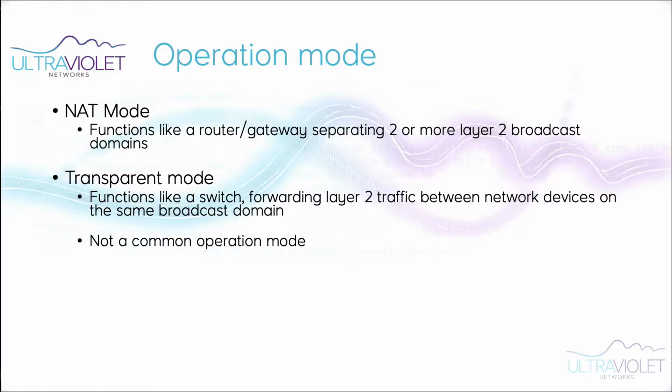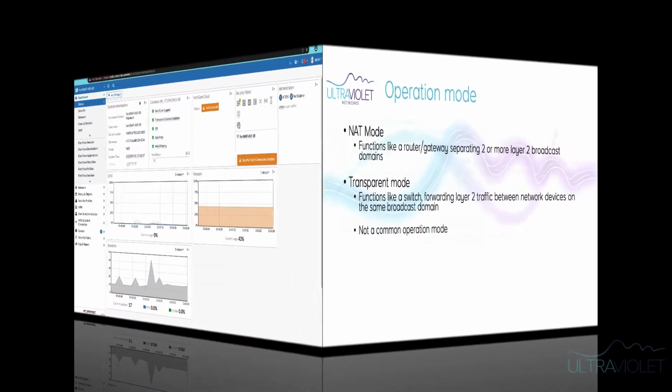Transparent mode functions more like a switch in that it actually has MAC address tables, and it forwards packets, or the more proper term, frames, between members in the same broadcast domain, with the very big difference of the fact that you actually have to explicitly tell it that one port is allowed to talk to another port. So let's take a look at the operation mode differences.